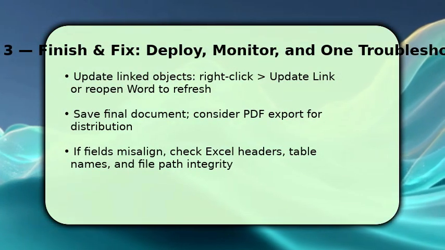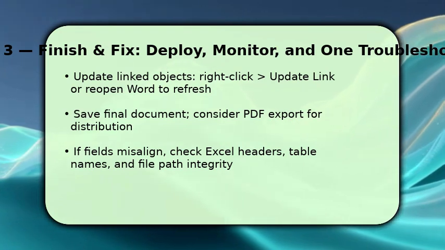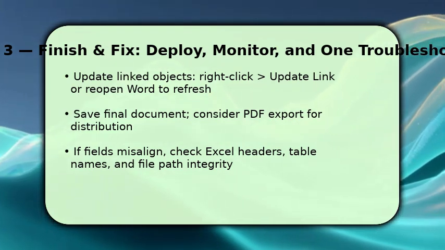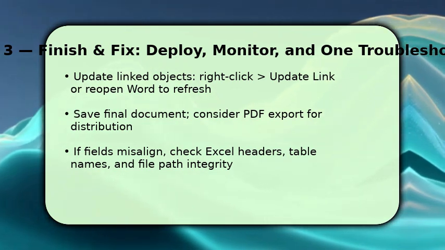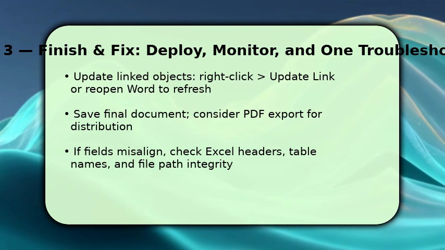Finish by updating links and running a quick quality pass. Right-click any linked object and choose Update Link and preview merged records in mailings. Save a final copy and export to PDF if you need a fixed, shareable file.